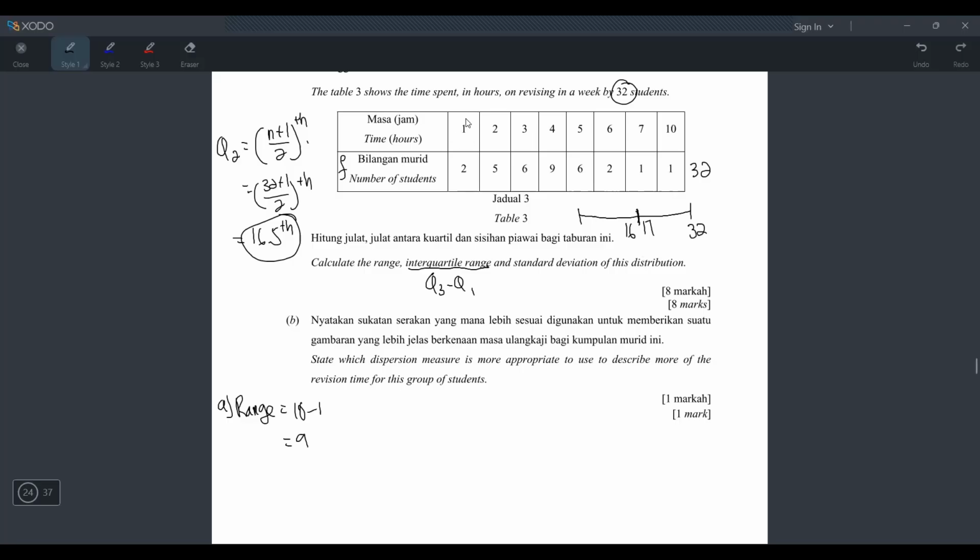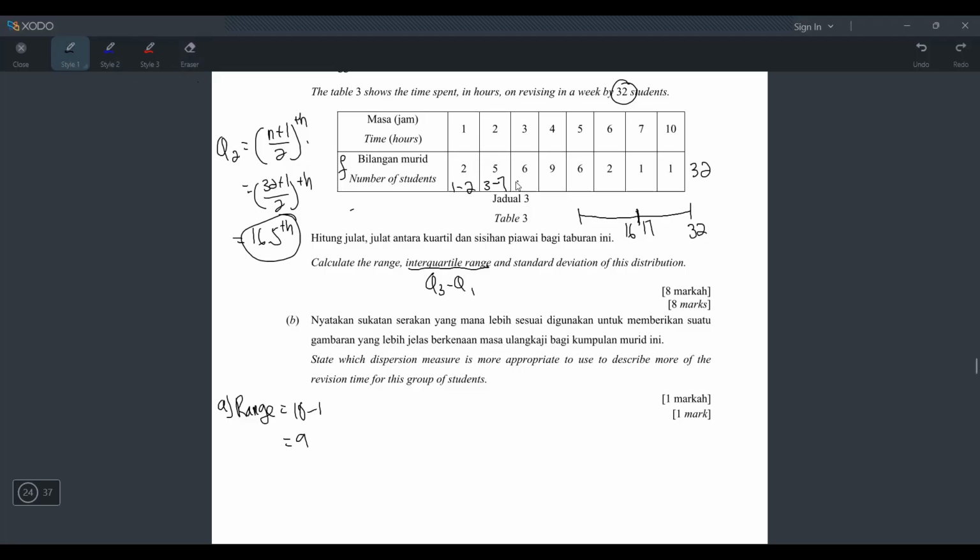If I say the number is 1 and the frequency is 2, it means the first number and the second number are 1. And what about the third number? Starting from the third number, it's 2 already. Until the 7th, it means the third, fourth, fifth, sixth and seventh numbers are all 2. That's what it means. That's why I got 5, because the number of students is 5. You understand? Let's keep going.